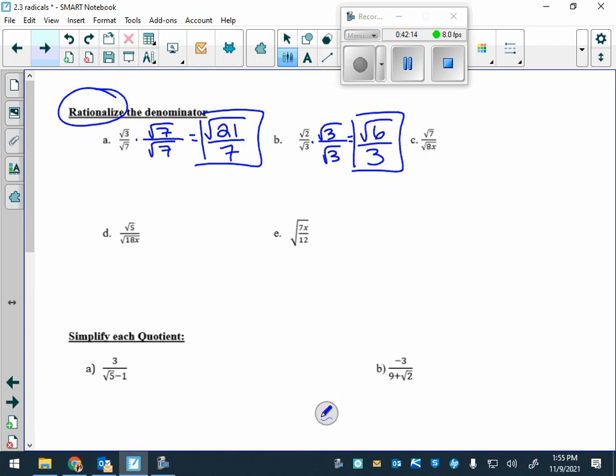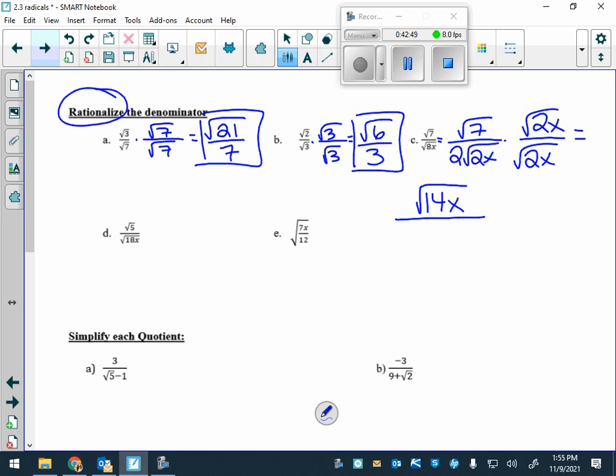Perfect. Okay. So, if I rewrote square root of 8x as 2 root 2x, the x has to stay because I can't take that out, then what do I only have to multiply by? By the square root of 2x, right? Okay, so what is 7 times 2x? 14x. Then what would I have in my denominator right now?